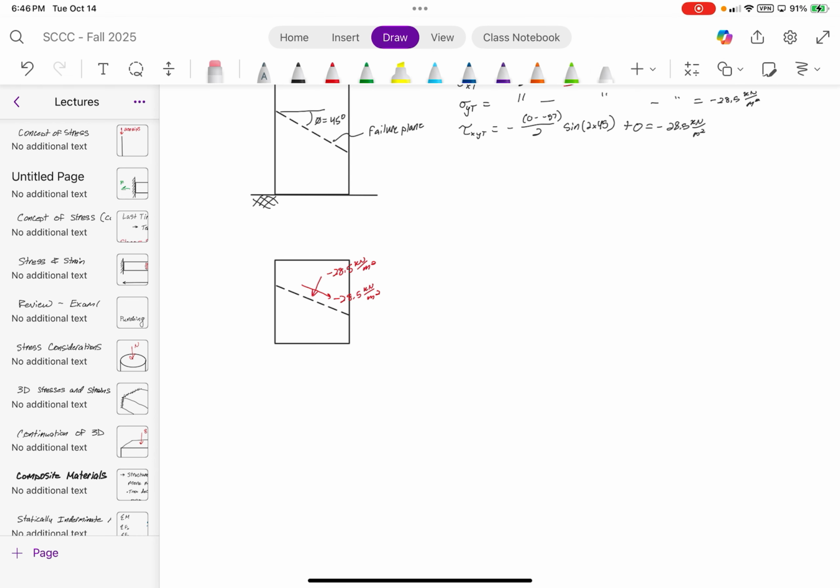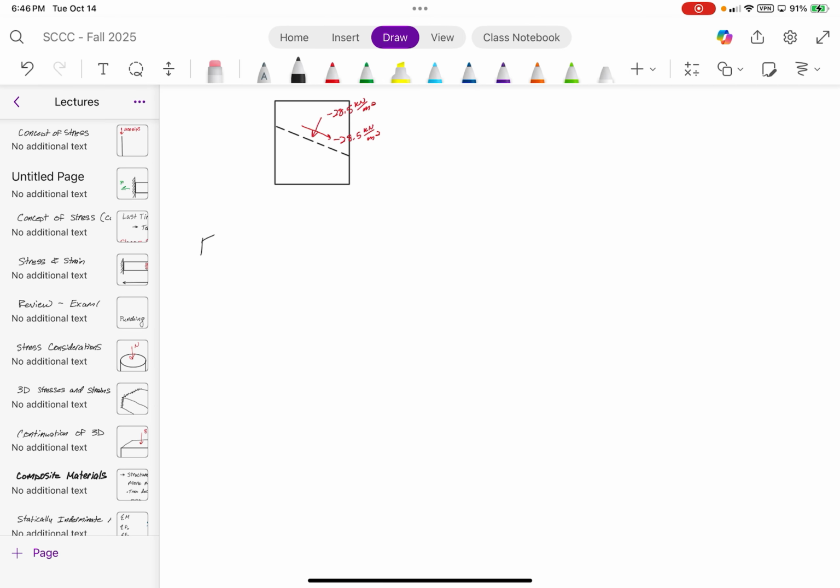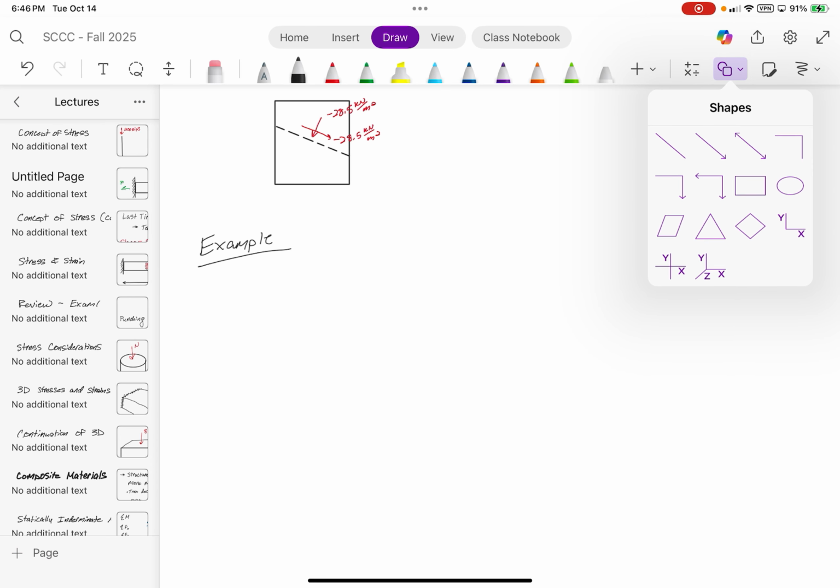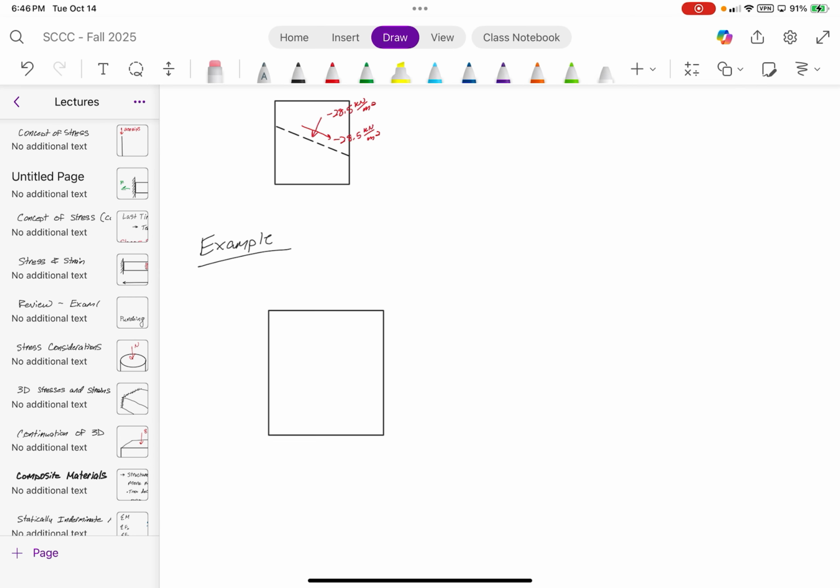All right. Now, I have another example for you. This time we're going to be dealing with a more complicated loading with a 1 kip per square foot stress, a shear stress of 2 kips per square foot, and 3 KSF.